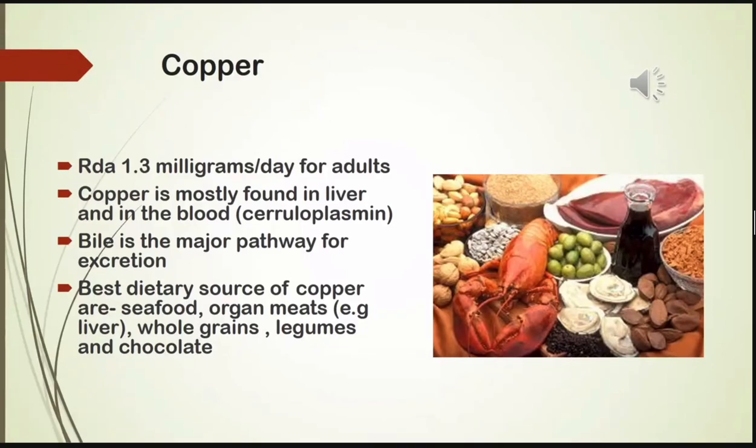The RDA for copper is around 1.3 milligrams per day for adults. Copper is mostly found in the liver and in the blood in the form of ceruloplasmin. Bile is the major pathway for its excretion. The best dietary sources for copper are your seafoods, organ meats, whole grains, legumes, and chocolates.